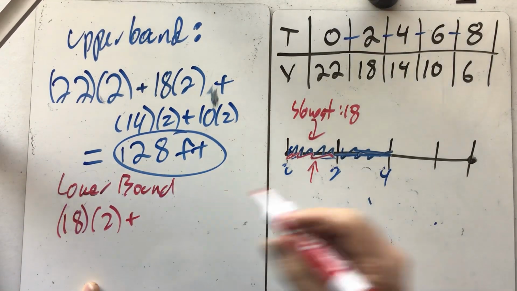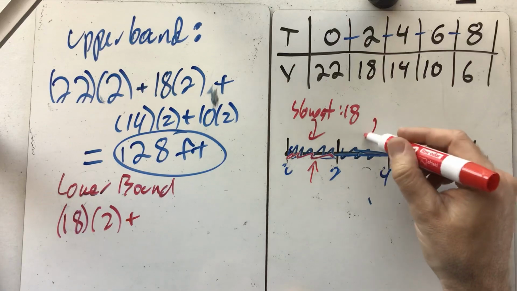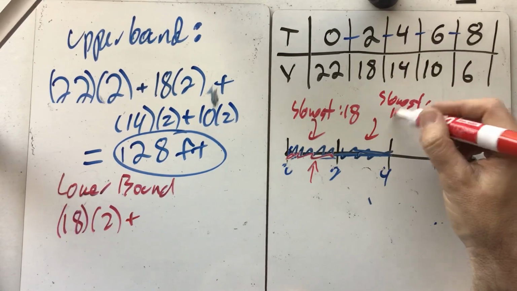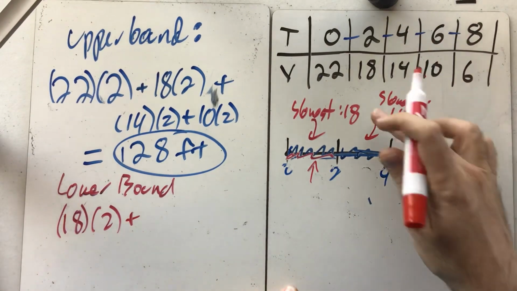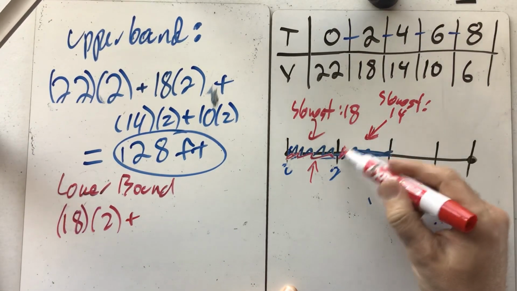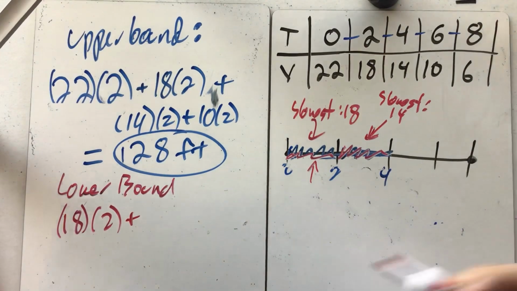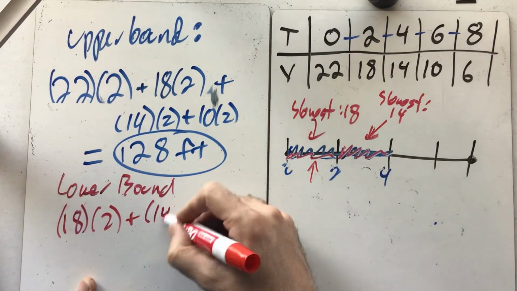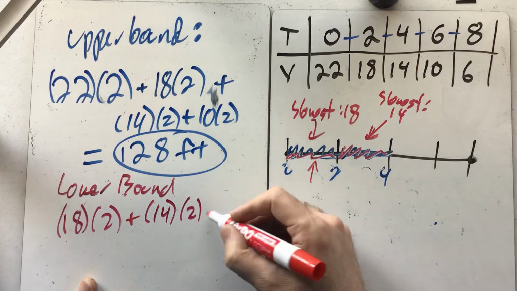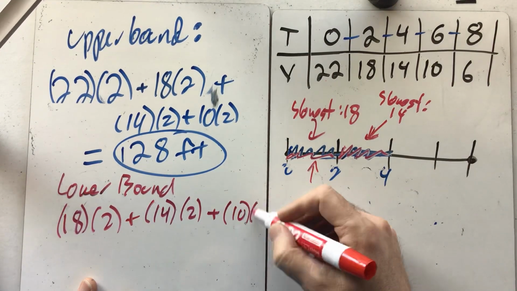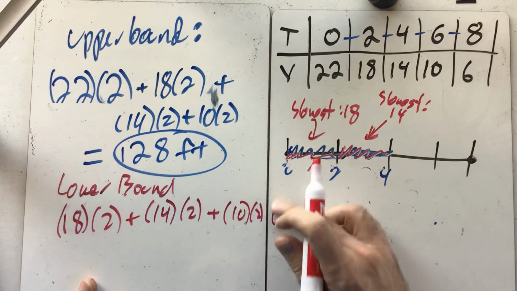Okay. Now we're going to do the same thing. So for this segment, the slowest it could have been was 14 for that second segment. So here the speed is always between 18 and 14. So the slowest it could have gone would have been 14. So this is 14 times 2. And then finally, we'll keep this up, and we'll do 10 times 2 and plus 6 times 2.